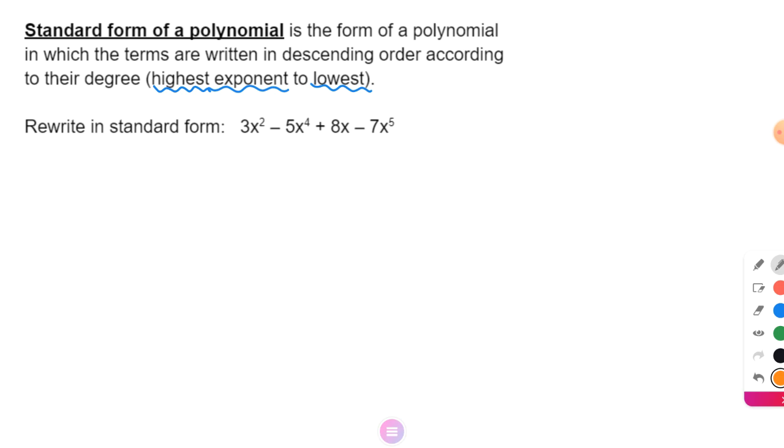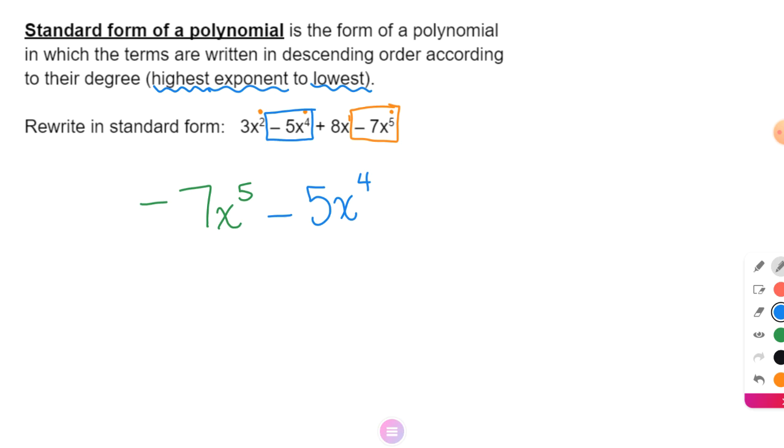So let's see, my highest exponent, we've got a 2, we've got a 4, we've got a 1, and we've got a 5. So my negative 7x to the 5th is going to go first. And let's see, so we're at 5, now we have to work our way down. Exponent of 4 is next. So minus 5x to the 4th.